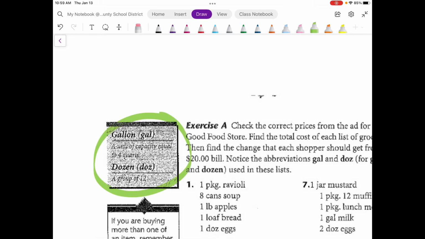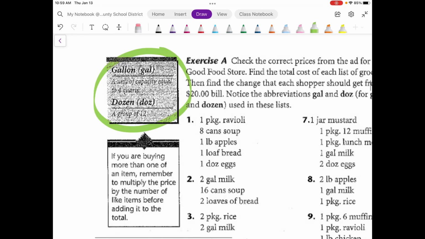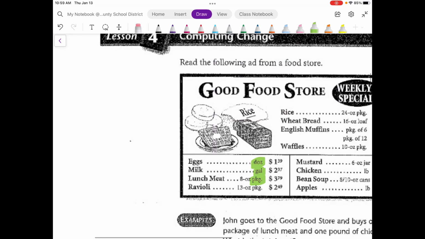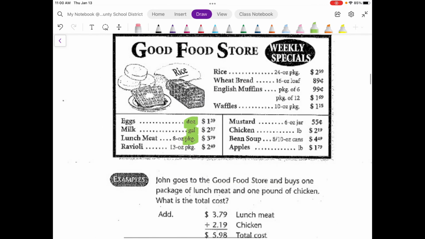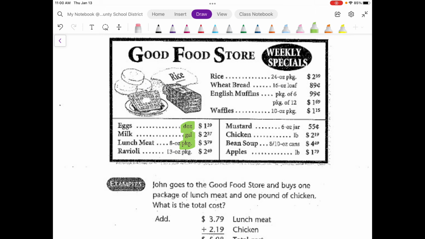Dozen is 12, so that's usually like eggs, right, are sold by the dozen. And then gallon, that's usually like milk or juice, things like that. So these are prices for these products, and we're now going to calculate the change.